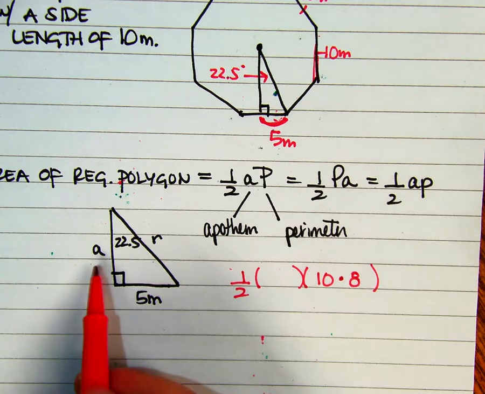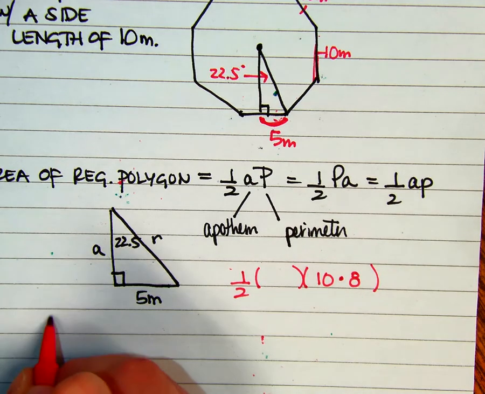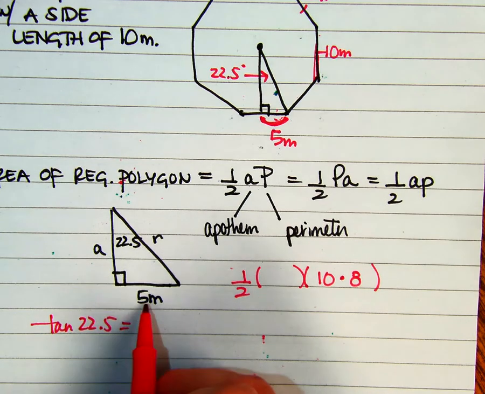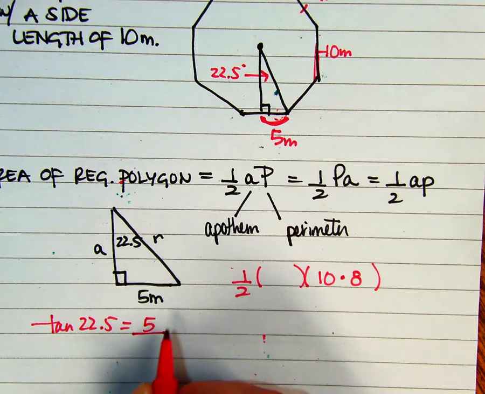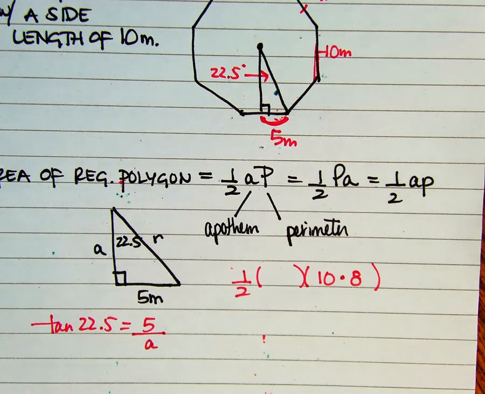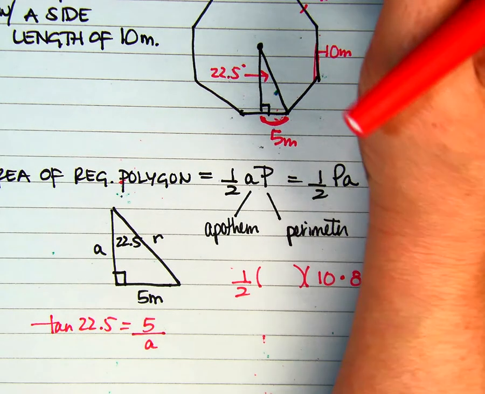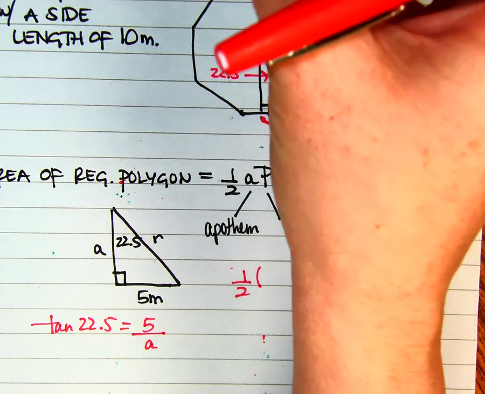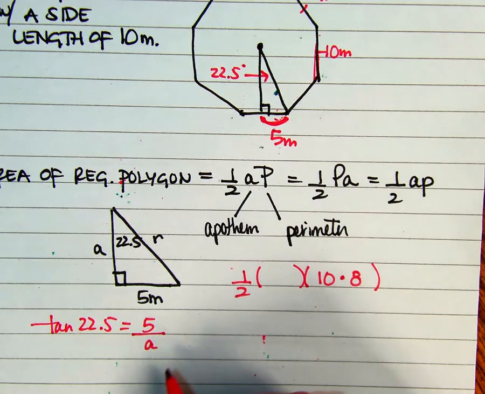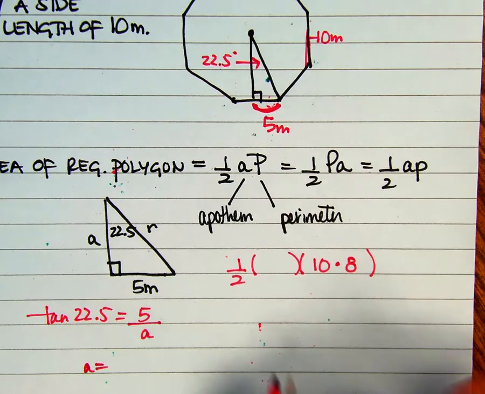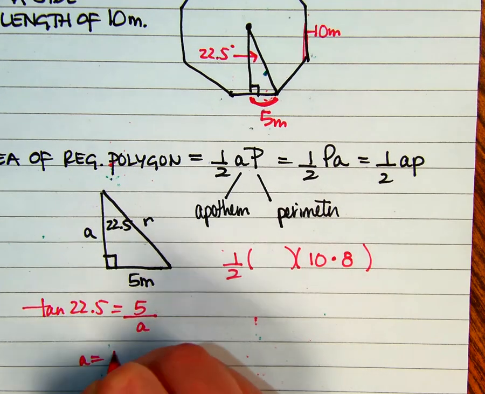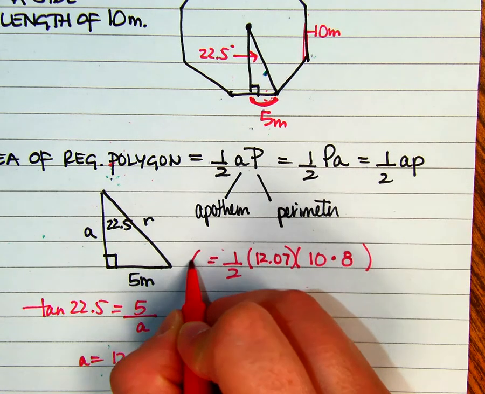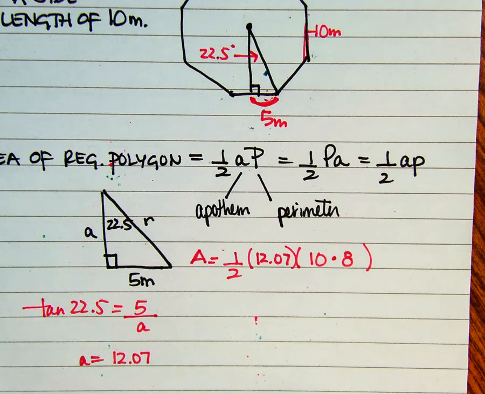So to find the apothem, we're going to have to use trig. Tangent of my angle of 22.5 should equal my opposite over my adjacent. So I have 5 divided by the tangent of 22.5, and that gives me an apothem that's approximately equal to 12.07. That is how I'm going to find the area of my regular octagon.